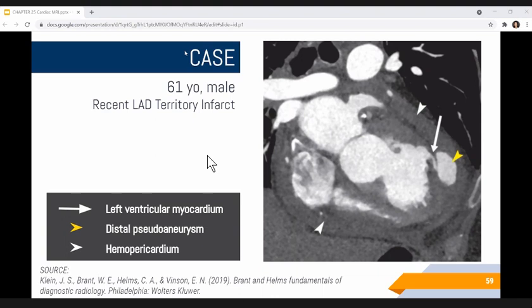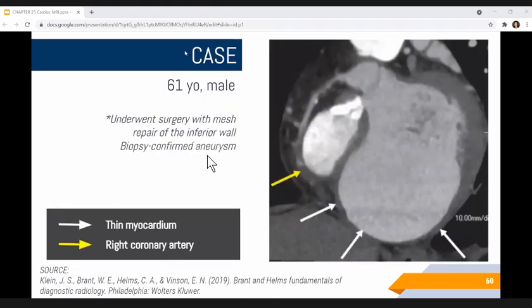Next is a coronal oblique image through the base of the heart in a 61-year-old man. There is a large wide-mouthed true aneurysm of the inferior wall, which is surrounded by thin myocardium, pointed by the white arrows. The RCA is chronically occluded, pointed by the yellow arrow.